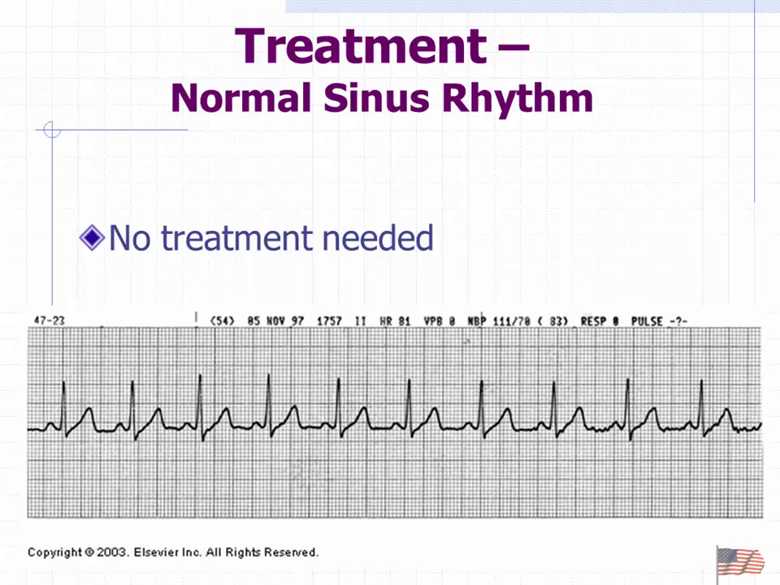First one, normal sinus rhythm. As the name implies, it's normal. What's our treatment? Nothing. Leave them alone. Normal looking P. P's all look the same. 1 P for every QRS complex. QRS complex is not wide. There's no changes in the ST segment. Normal sinus rhythm.